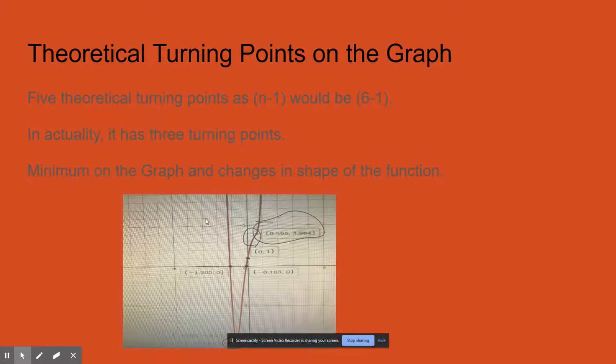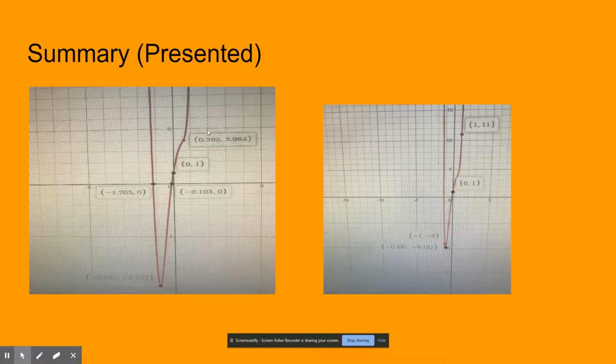The minimum of the graph and the changes in the shape of the function. The summary. So the minimum point is also a turning point, being -0.897, -9.752. The roots are -1.205, 0, and -0.103, 0. As I said, the minimum is one of the turning points, and the other ones are 0.593, 3.964, and 0.435, 3.529. And the y-intercept is 0, 1, as you can see over here.